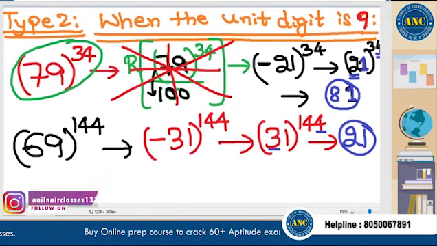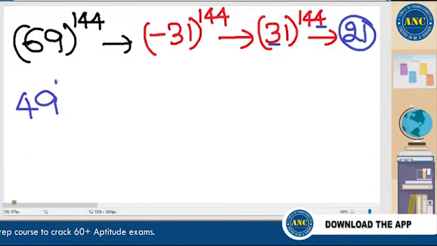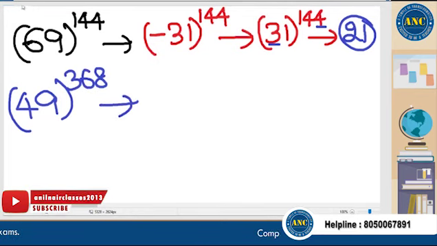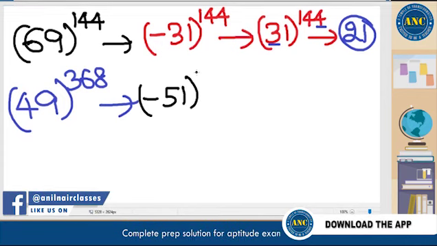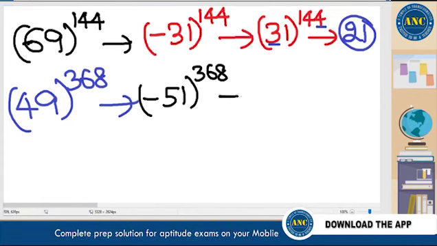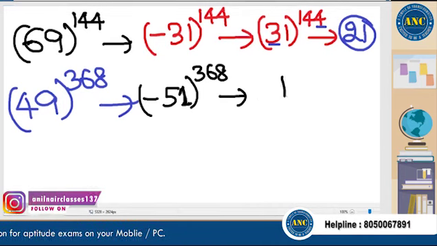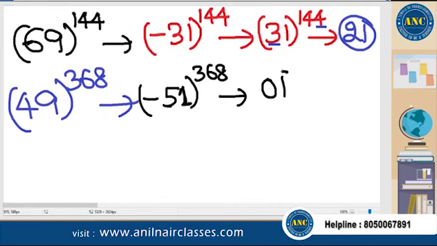Now see here. Suppose, for example, it is 49 to the power of 368. 49's negative remainder is 49 minus 100, which is minus 51, to the power of 368. A negative number to an even power is positive. 1 power any number is 1. Write down: 5 into 8 is 40. In 40, the unit digit is how much? 0. It is 01. I hope it is clear.